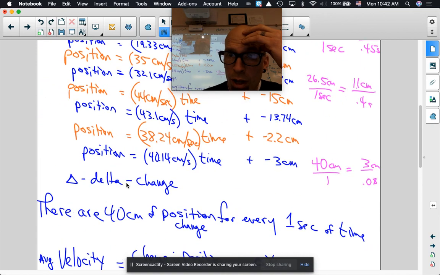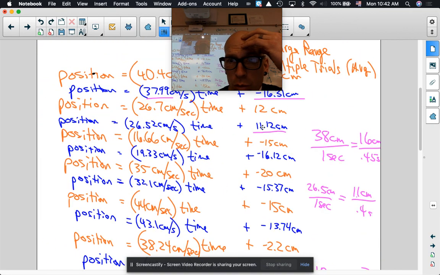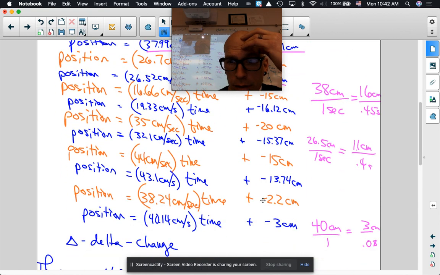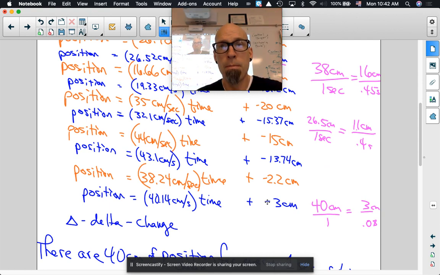Now, how about all these people? That's the only group that had a positive y-intercept. Everybody else: negative, negative, negative, negative, negative. Everybody else's is negative. Can you have a negative position?